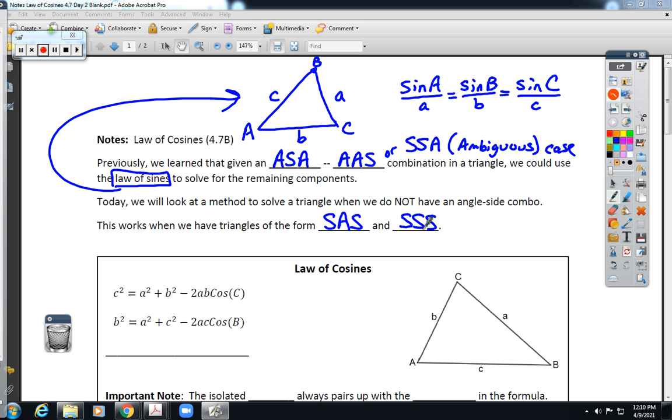That's going to be called the law of cosines. And one version is way easier than the other to solve.